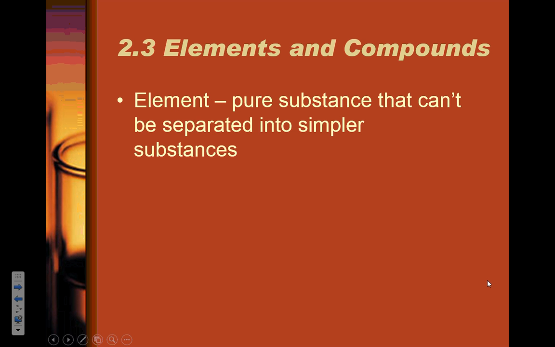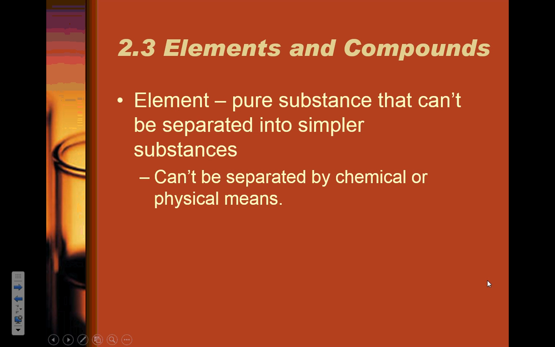An element is a pure substance that can't be separated into simpler substances. It can't be separated chemically or physically. Now remember, mixtures are physical mixes, so they can be physically separated, and that's what separates them from pure substances like elements and compounds. Elements and compounds themselves can be distinguished by whether they can be separated chemically.